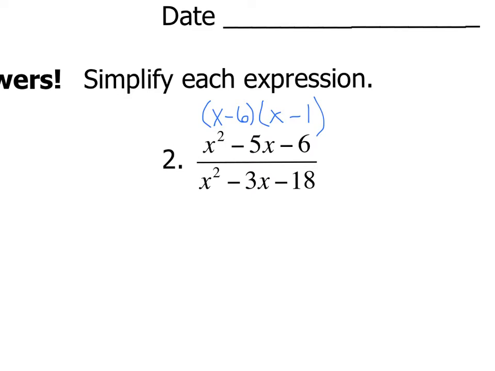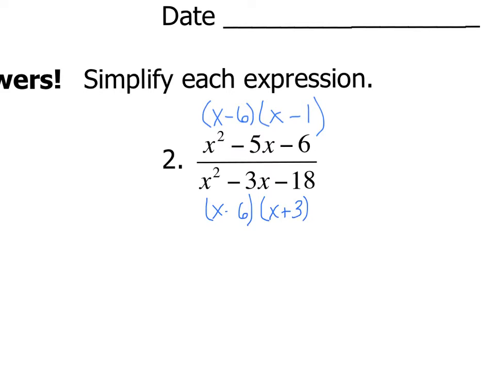On the bottom, we needed a number that multiplies to be -18, but adds to be -3. Okay, should have been able to come up with -6 and 3. So it's x minus 6 and x plus 3.